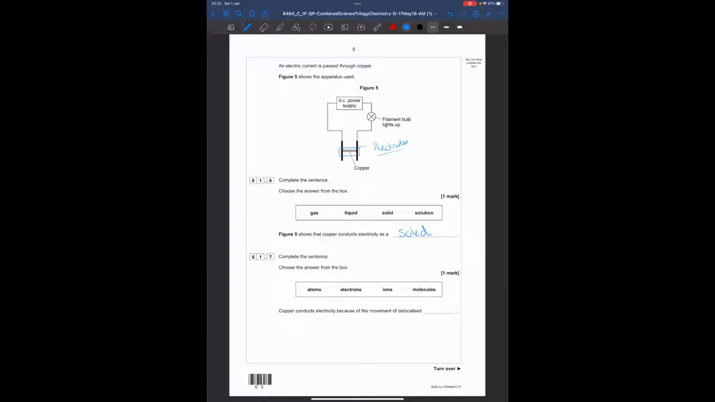Question 1.7, complete the sentence. Copper conducts electricity because of the movement of delocalized something. So it's atoms, electrons, ions, or molecules.